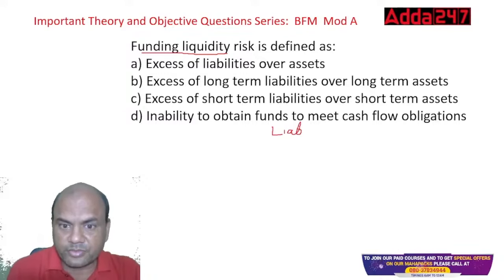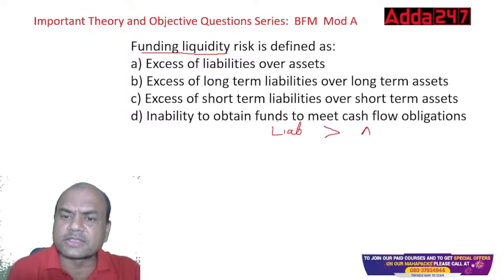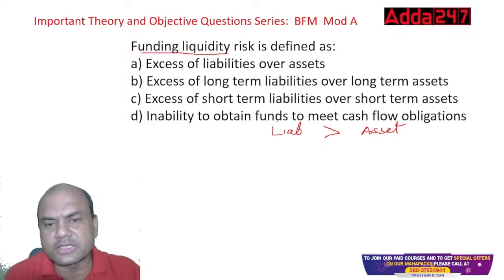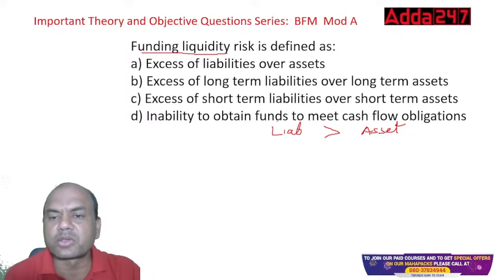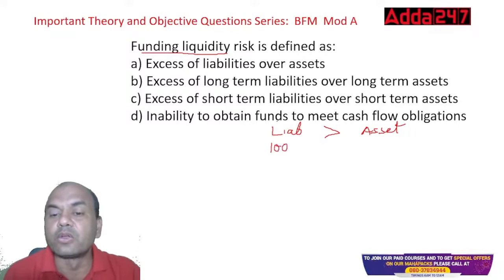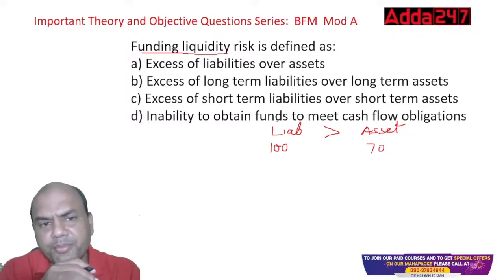Liabilities greater than assets. In all the cases, the logic is the same. Over here, excess of liabilities over assets. Here, long-term over long-term. Short-term over short-term. The logic is the same: liabilities are more than assets. So definitely that is the answer? Whenever I have deposits of, let's say, 100 rupees, and loans of, let's say, 70 rupees, will it be a problem for me?